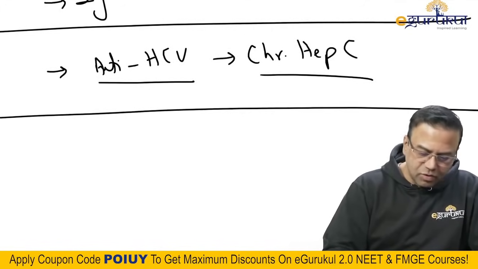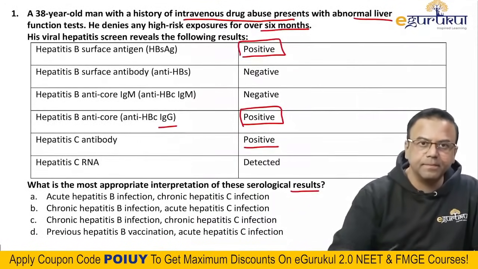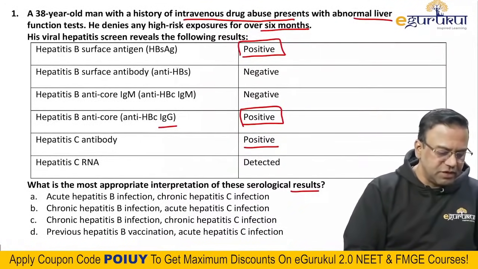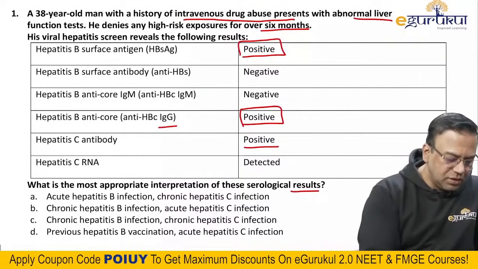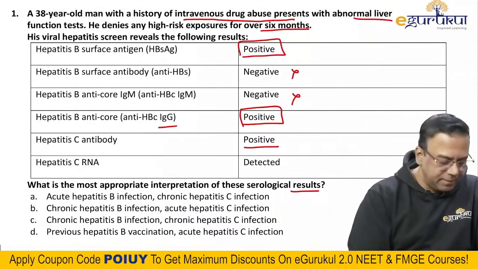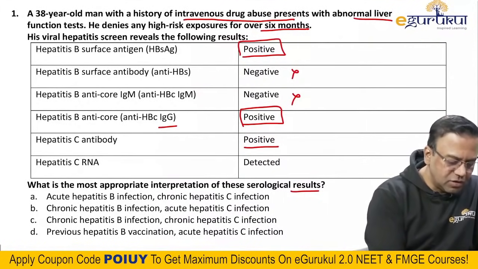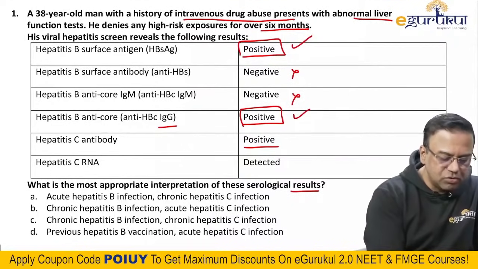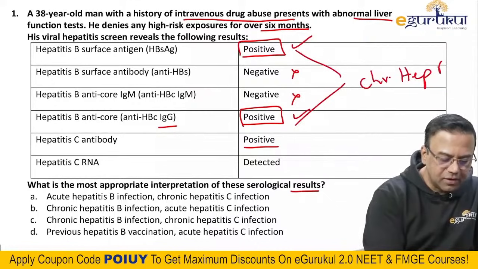In this question, what we are noticing is that the patient has surface antigen positive. The antibody against surface antigen is negative. The IgM is negative, telling you that this is not acute hepatitis B. The patient has IgG positive. The combination of this, as I told you, indicates that the patient has chronic hepatitis B, right? This is nothing but chronic hepatitis B.